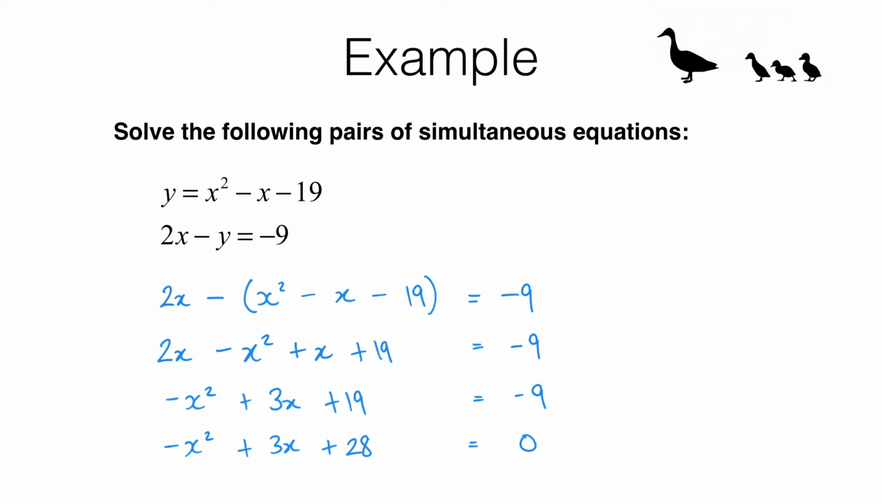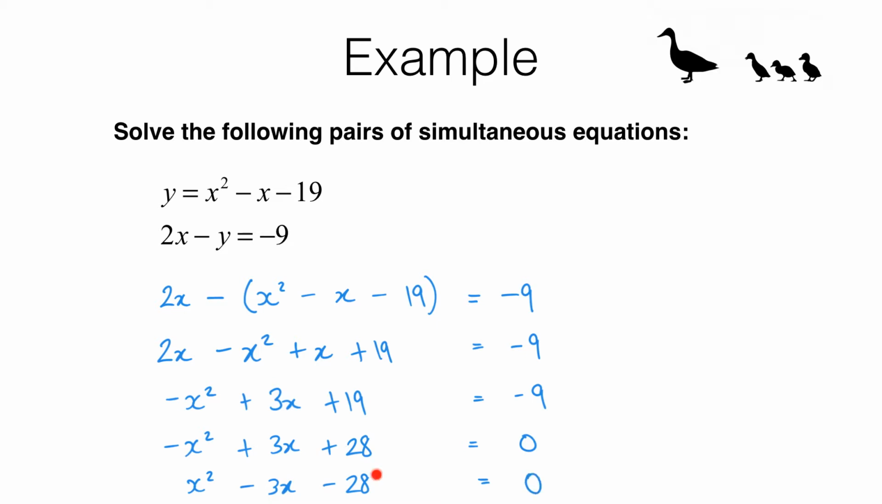Now, if it's possible to avoid, I like to avoid having a negative coefficient of x squared. So what I'm going to do is multiply the left-hand side and the right-hand side of this equation by negative 1. If I multiply the left-hand side by negative 1, I'm going to have positive x squared minus 3x minus 28. And that's going to equal negative 1 lots of 0 on the right-hand side, which is still 0.